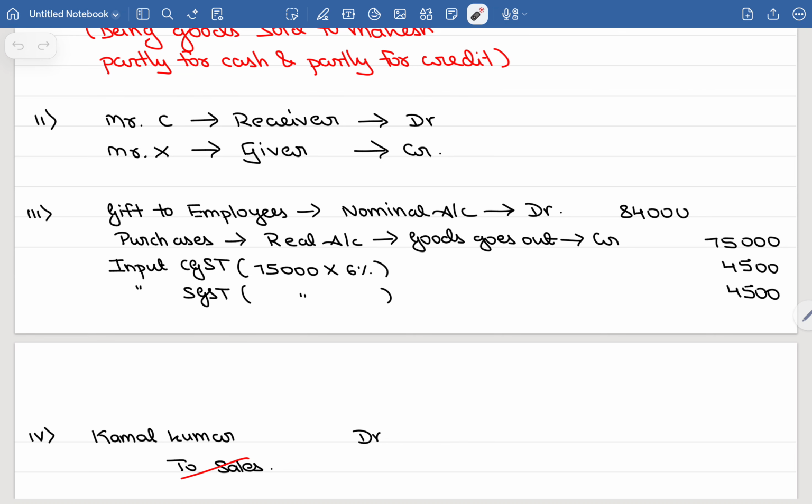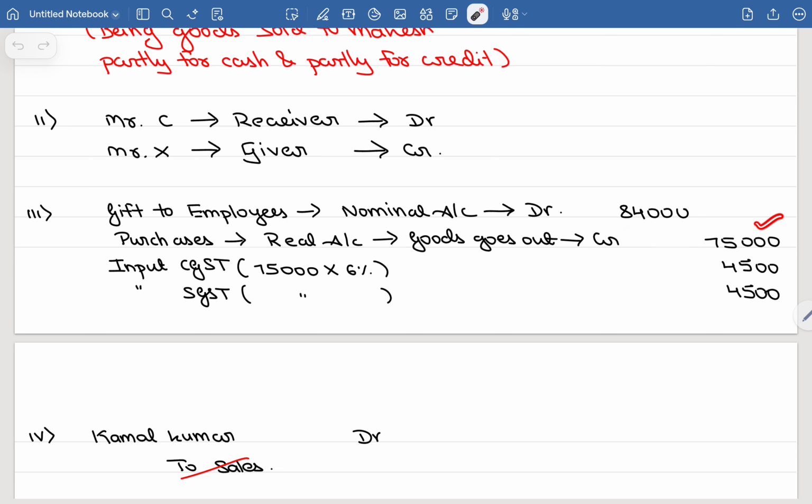We have to debit the gift to employees account. How is this amount arrived at? See the next one. Purchase we have to reverse. Is this a real account or a nominal account? Goods are going out, so we have to credit it.